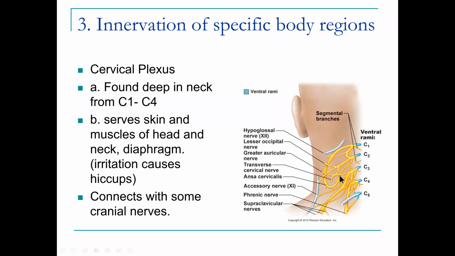The cervical plexus, so here's what happens. All these nerves coalesce here, okay? And then they're going to come back out as these named nerves, okay? So this is the cervical plexus, found deep in the neck, C1 to C4, serves muscles of the head and neck. May serve the diaphragm and connects with some of the cranial nerves.